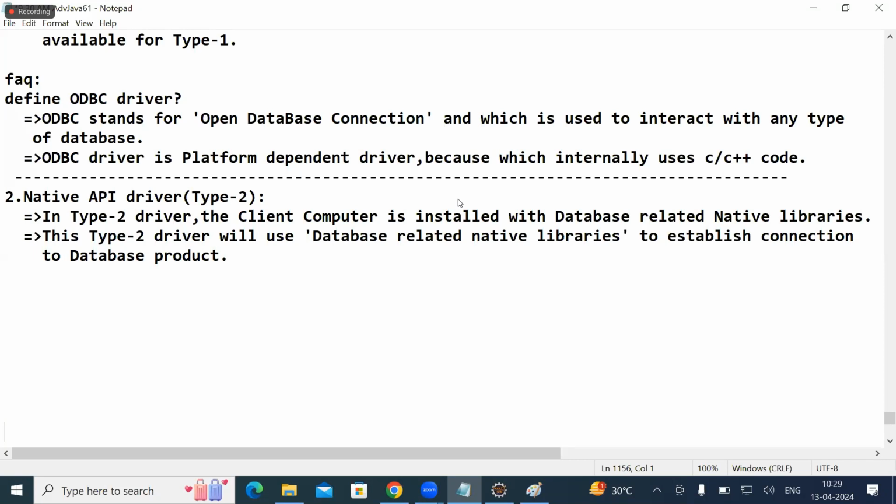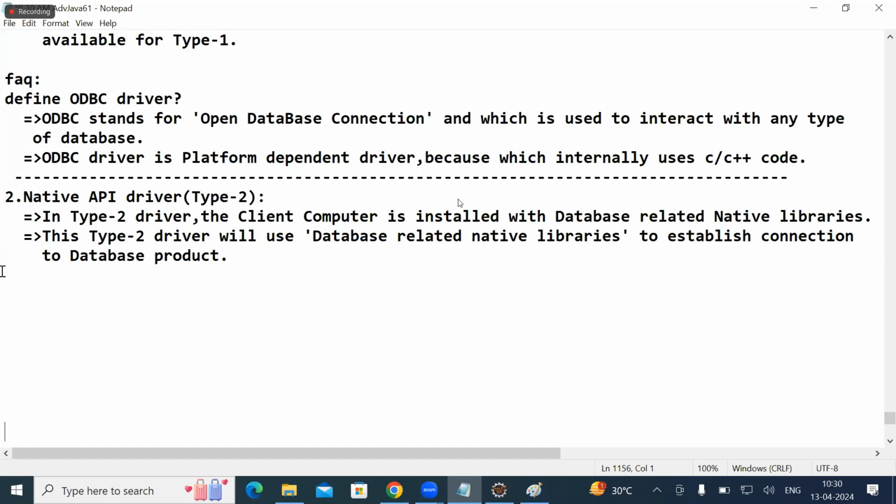You say that one point in the interview, enough. Don't read much also. In type 1, JDBC-ODBC driver, type 1 will take the support of ODBC to connect to database. Finish. In type 2, it will take the support of native libraries to connect to database. What is that native library? They'll ask. Then you must say the client computer should be installed with database related native libraries. Drawback: in type 2, application will become database dependent. Understood this point now, right?